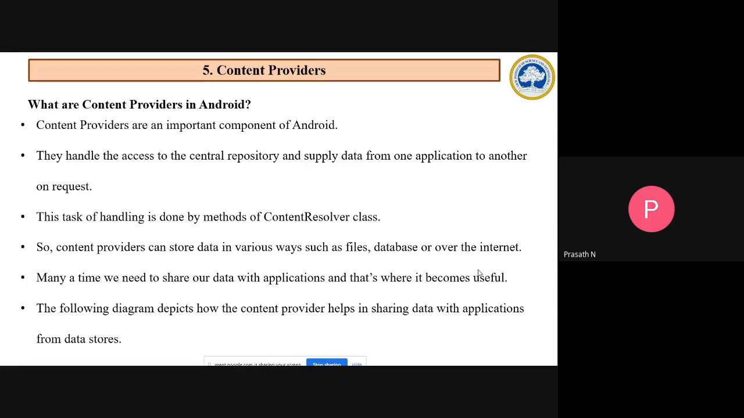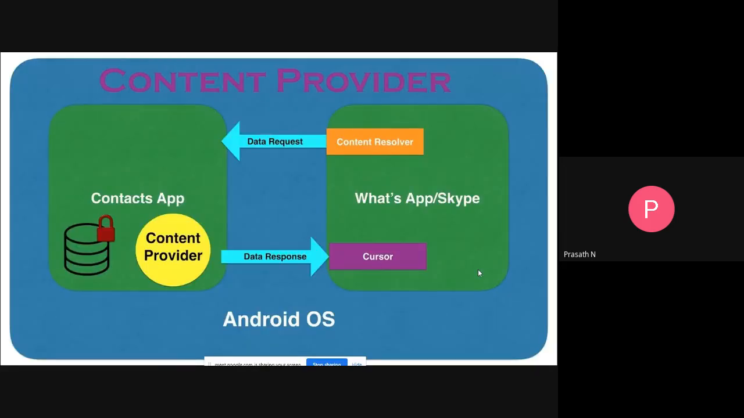I'll show the diagram of how the content provider works. Let us consider there are two applications. The first one is your contact application, which you have in your phone, that is the phone contacts. Let us take the second one as an application you have newly installed, like WhatsApp or Skype.